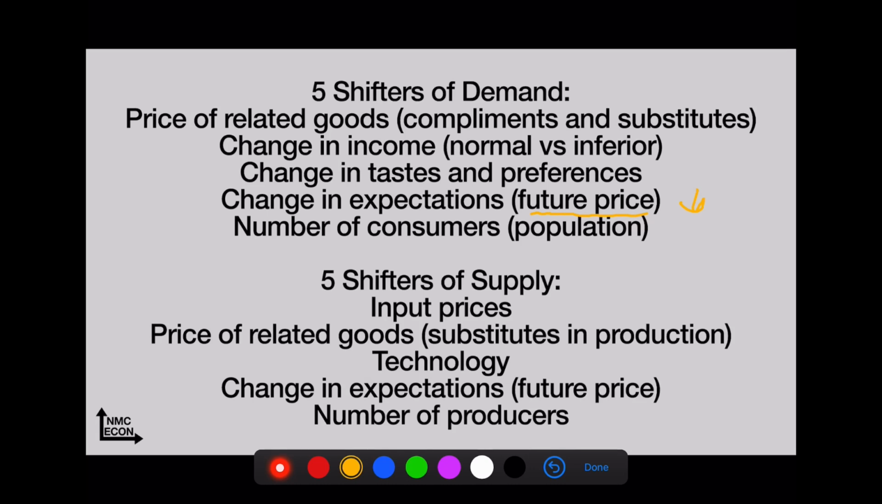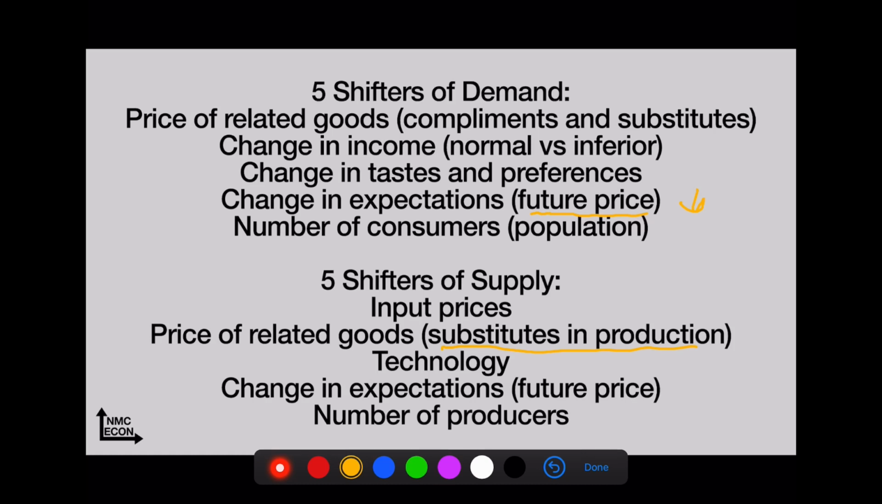Shifters of supply, input prices, things like oil, electricity, wages, price of related goods, substitutes in production. This can be a little tricky. Think about it like this. You're a factory that produces soccer balls, but you just found out that basketballs are really, really valuable. What would you rather make? Well, it's easy for your factory to shift over towards that high valued good, so you're going to reduce your supply of soccer balls and increase your supply of basketballs. Technology means we can make more product or output at the same cost as before. So that's a good thing for supply.